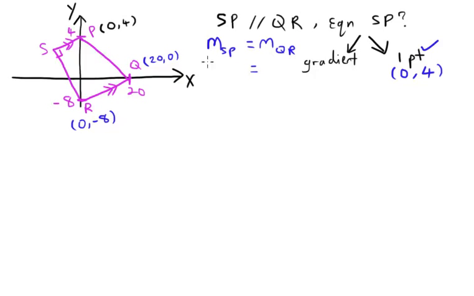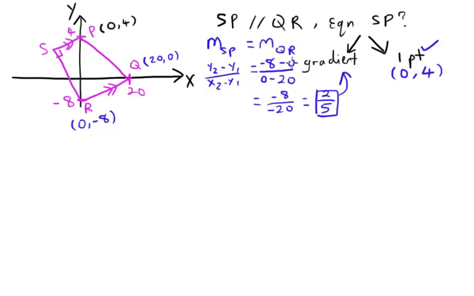So the gradient would be (-8 minus 0) over (0 minus 20). Remember that? y2 minus y1 over x2 minus x1. Therefore, you will get your gradient as -8 over -20. So you simplify, you will get the gradient as, what's your gradient? You will get positive 2/5. And this gradient is the gradient for SP as well, because they are parallel.